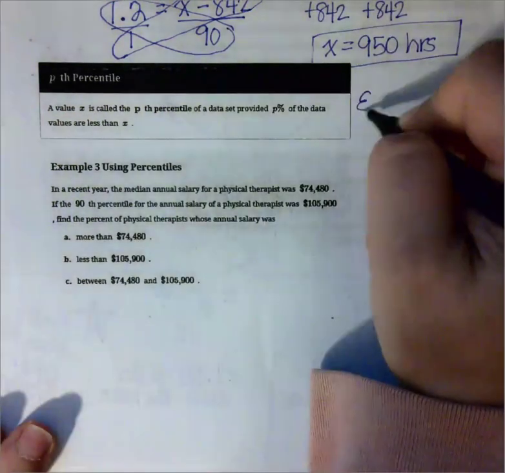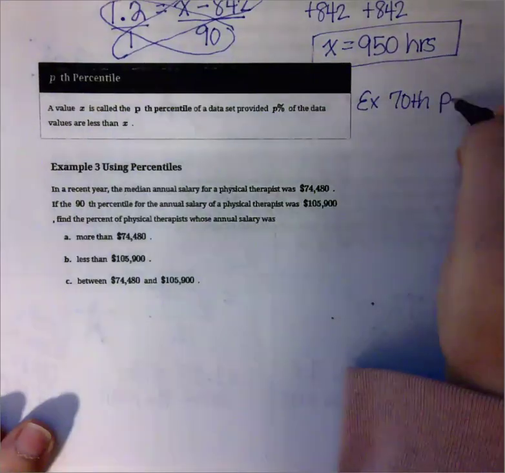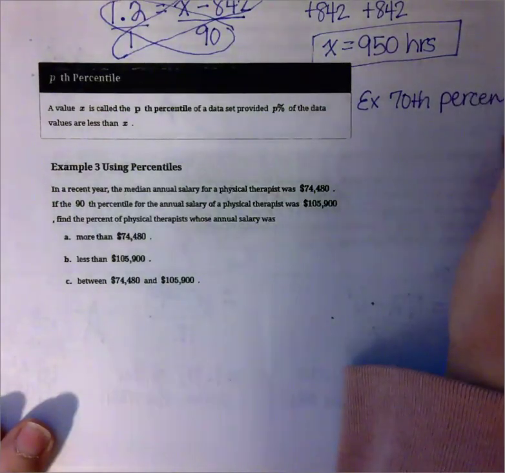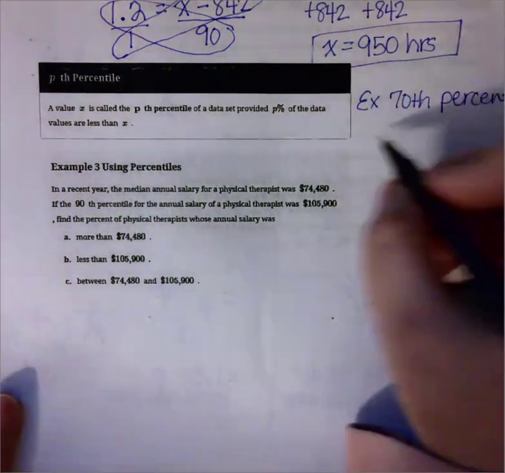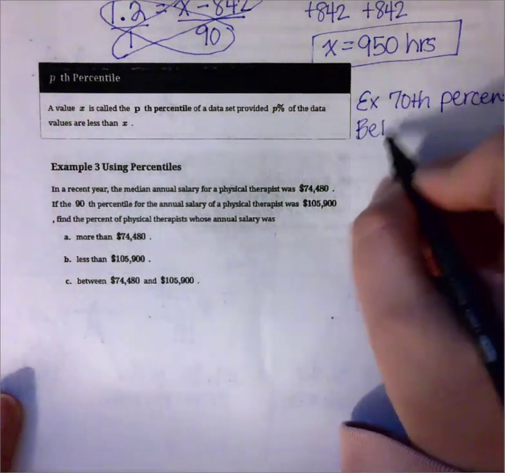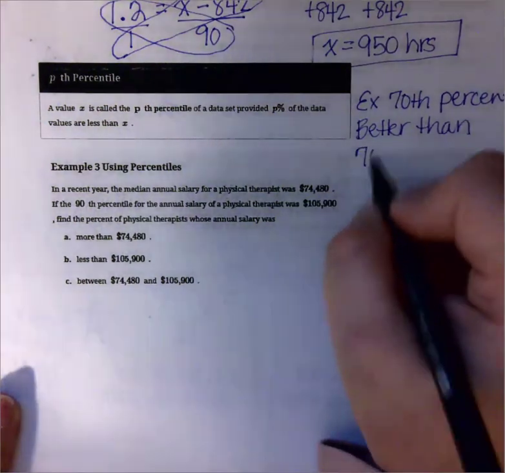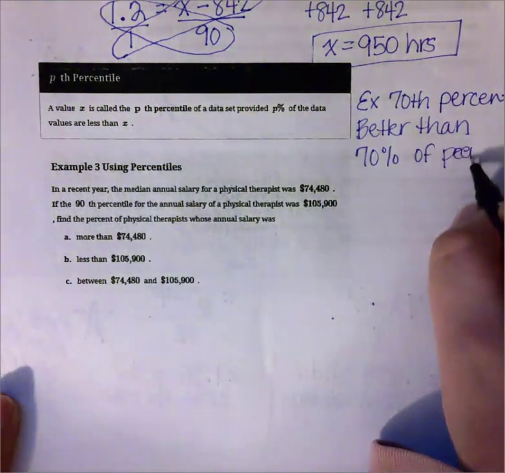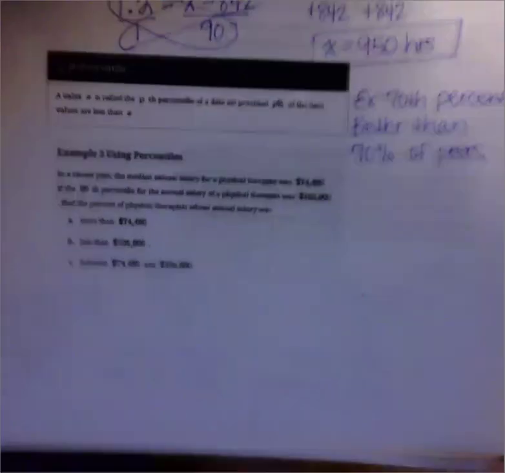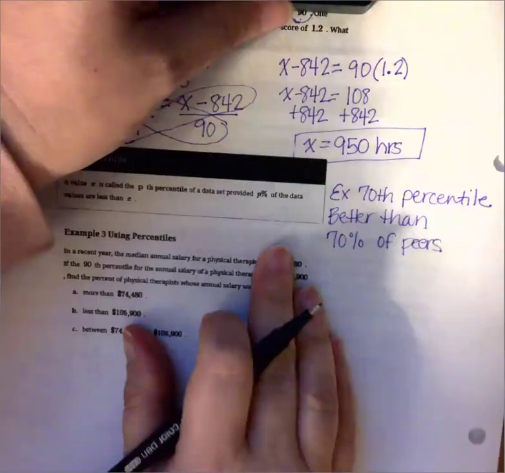So again, my example was the 70th percentile. And that would mean that you did better than 70% of your peers. In our percentile, we'll always have some sort of sample or group that we're referring to.